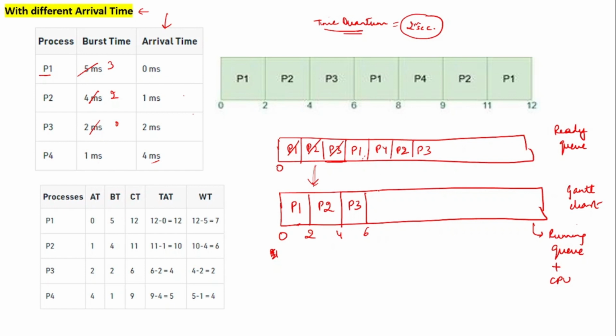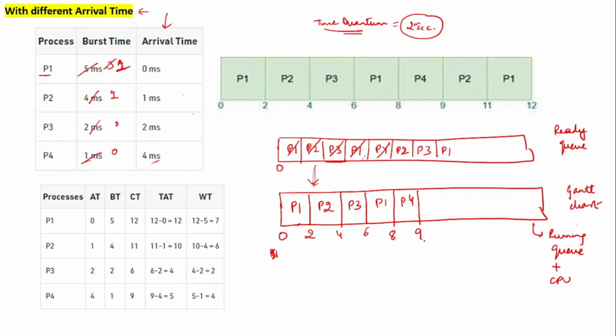Now I will load P1. P1 again runs for 2 milliseconds. So again I cross it out and write the time of P1 as 1. Next would be P4, and P1 will obviously come back here because it still has some time left. Not P2, my bad, P4 comes here. I've just crossed it out. P4 comes here, and P4 runs for just 1 millisecond.